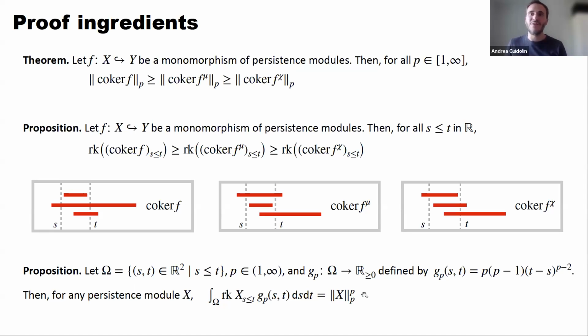So this is a relation between the p-norm and the rank invariant. And it's quite useful because together with the previous proposition, we can now just integrate the rank invariants of these co-kernels over omega multiplied with this function. And we obtain the claim by monotonicity of the integral.